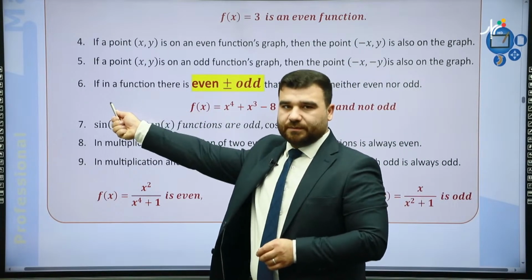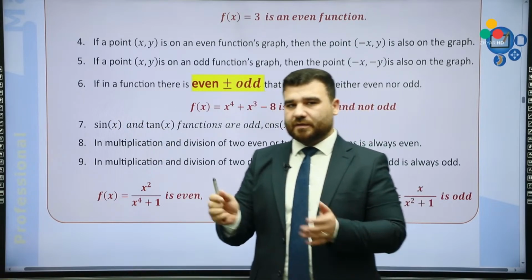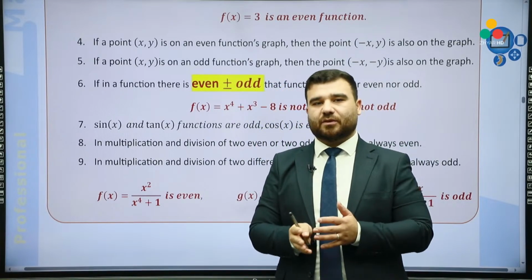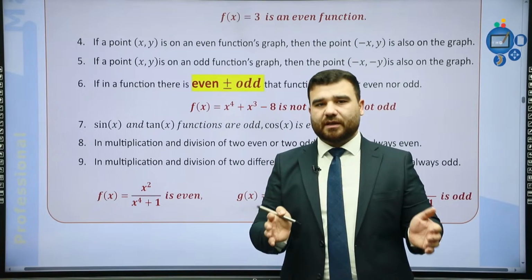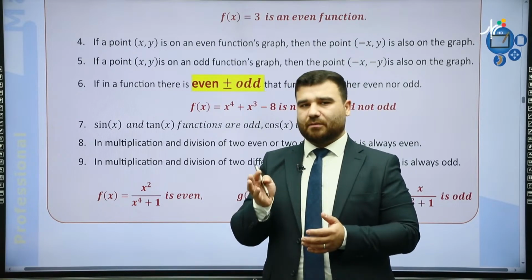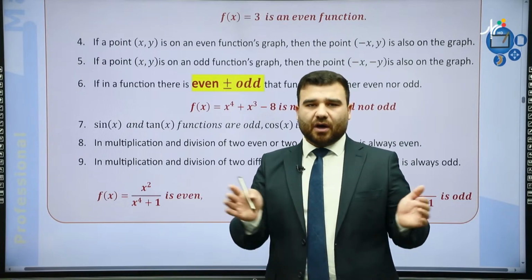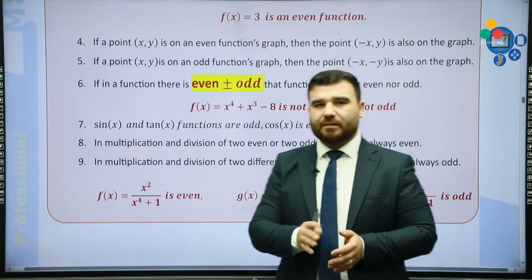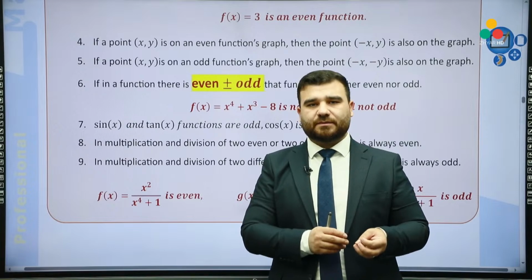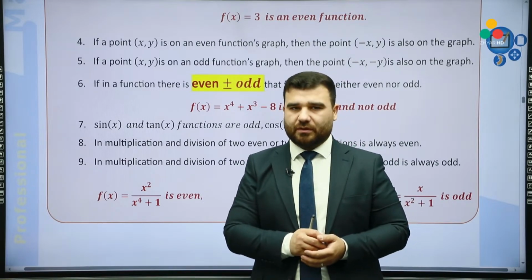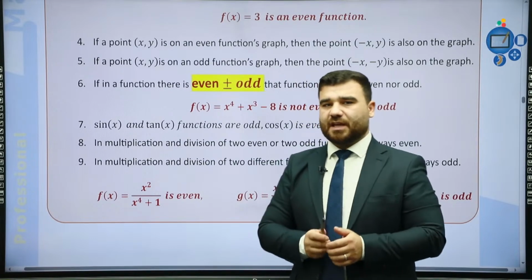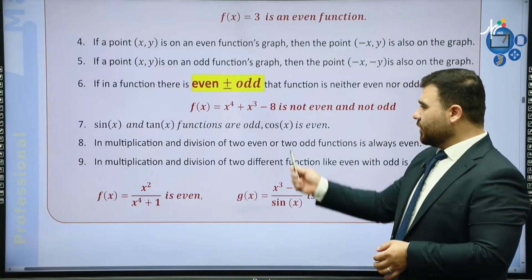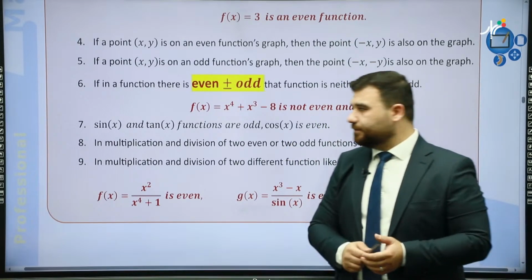Number 6 is an important one. If you have addition or subtraction of some even functions, just like point number 1, all of them together as a function is even. If you have some odd functions added or subtracted together, all of them together as one function is odd. But if you have odd and even mixed, and between them is plus or minus, this function is neither even nor odd.